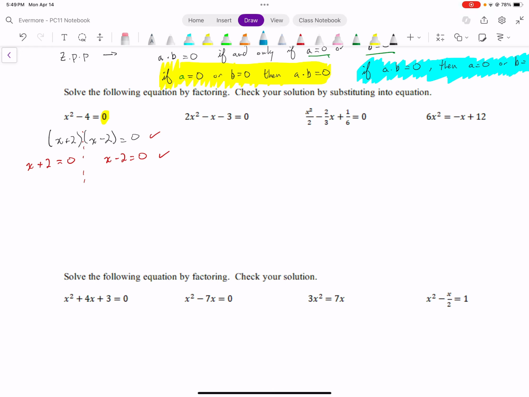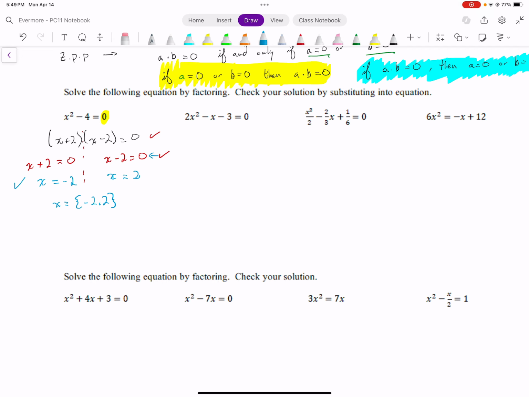So x plus 2 is equal to 0, and I subtract 2 from both sides and solve for x in that first factor. In that second factor, I'm going to add 2 to both sides because this is just a linear equation. So I get my solutions that x is going to be equal to -2 or +2. Those are my solutions. Now I'm going to check.